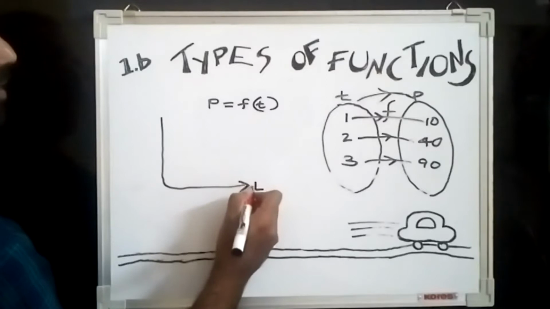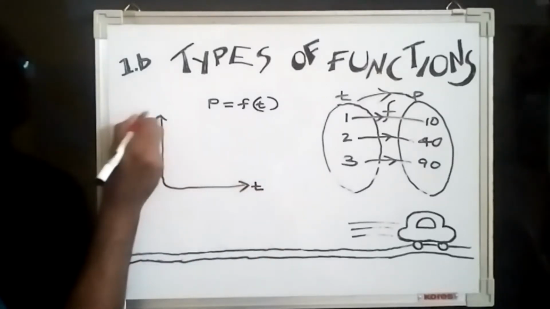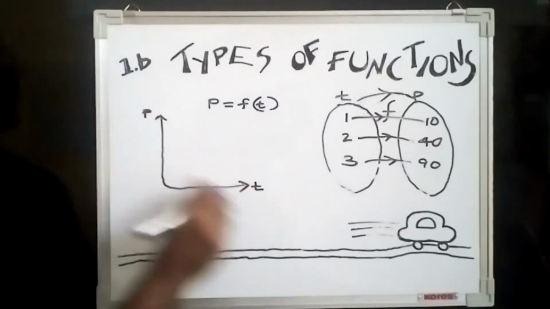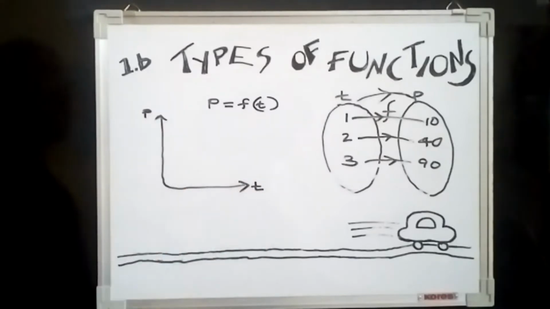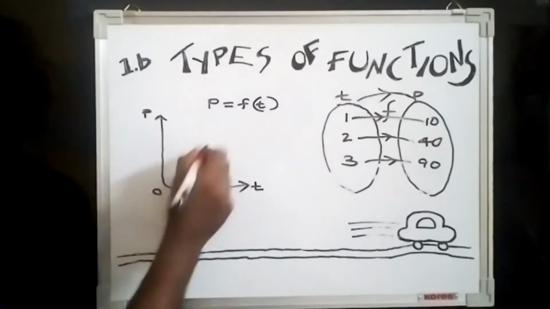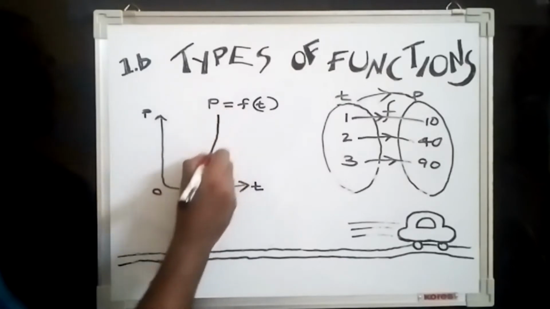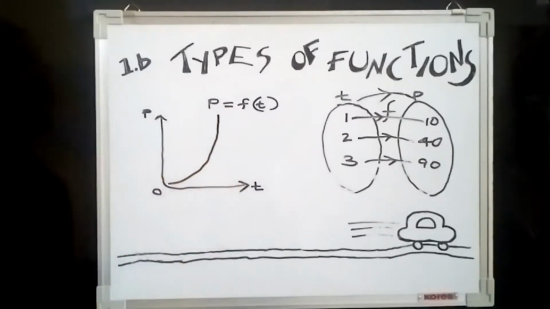Time in the x-axis and position in the y-axis. The graph drawn will be a parabola like this. This is the graph of the function p equal to f of t.